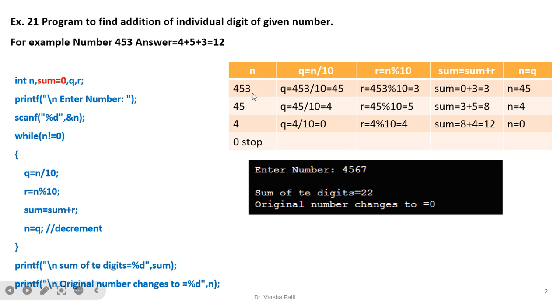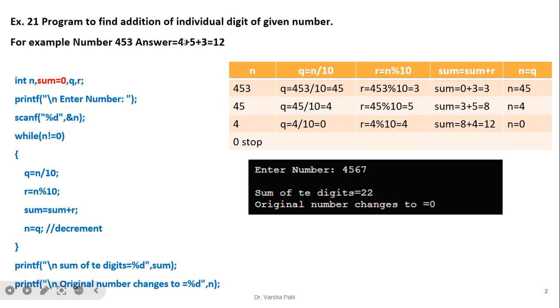Now see, n is equal to 453. Here we are dividing with quotient and remainder. Now quotient is equal to n by 10. When we divide 453 by 10, both are integers, so the answer is 45, that is, the quotient is 45. And when we divide 453 by 10, the remainder is 3, so this operator, that is percentage, will separate out the remainder.